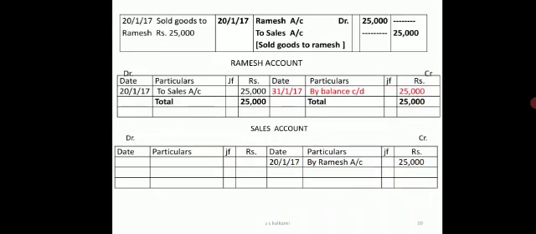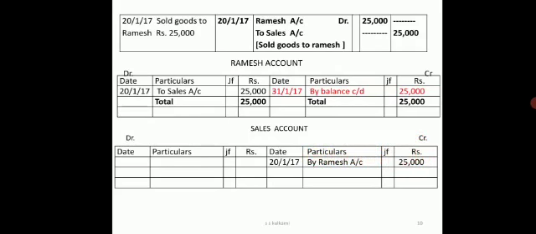Next, on the 20th, Ramesh account is debited to sales. So two different accounts have to be opened, Ramesh account and sales account. Ramesh account is on the debit side of the journal entry, so come to the debit side of the ledger account and write to sales 25,000. Now come to sales account. Sales account is on the credit side, so on the credit side of sales account I will write by Ramesh 25,000.